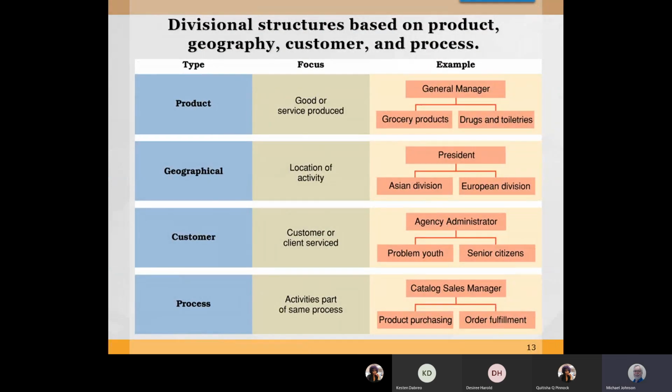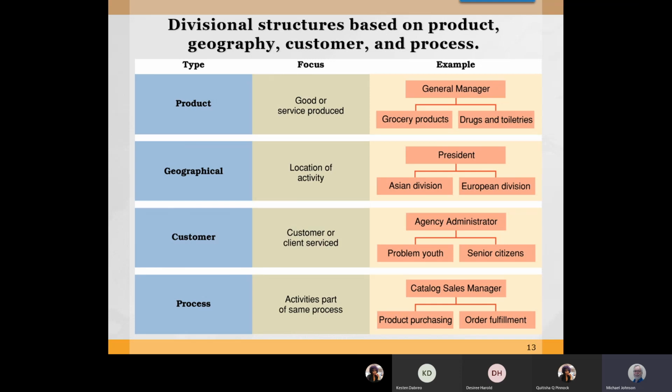So here's a divisional structure based on product, geography, customer, and process. Sometimes you have to break your company down in ways that you can put people together who are working upon the same philosophy or the same type of activities. And it makes it easier. It also makes it economically more viable. So here we have product. If we break it down divisionally by product or geography or customer or process, it means that the staff is geared towards and trained towards, and they are functioning towards that particular aspect.